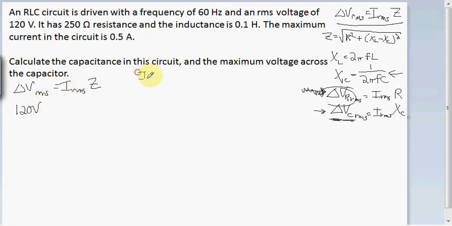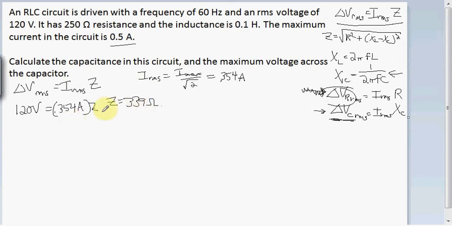I RMS: notice what we've got here is the maximum current. So this is I max divided by the square root of 2, which works out to about 0.354 amps. In other words, it's 0.5 divided by the square root of 2. And so this is 0.354 amps times Z, and that tells me that Z, my impedance, is equal to 339 ohms.